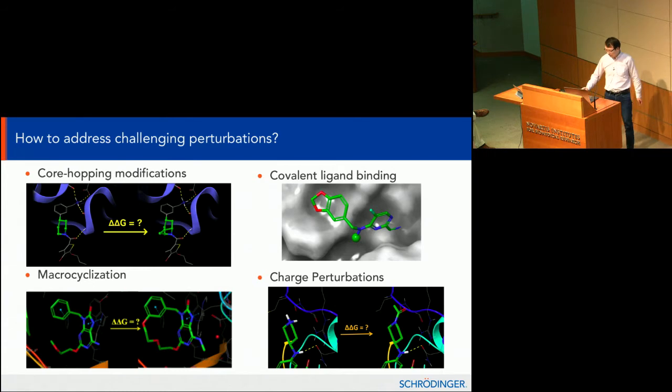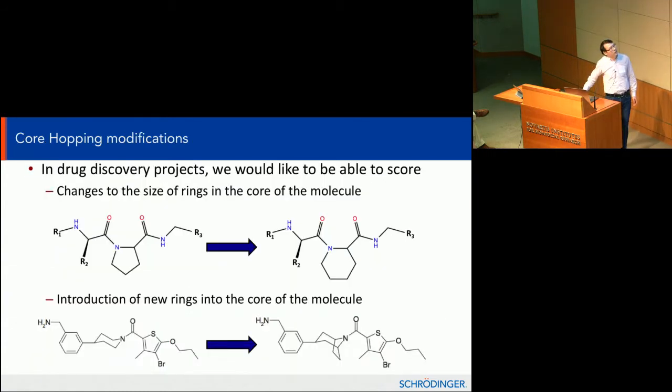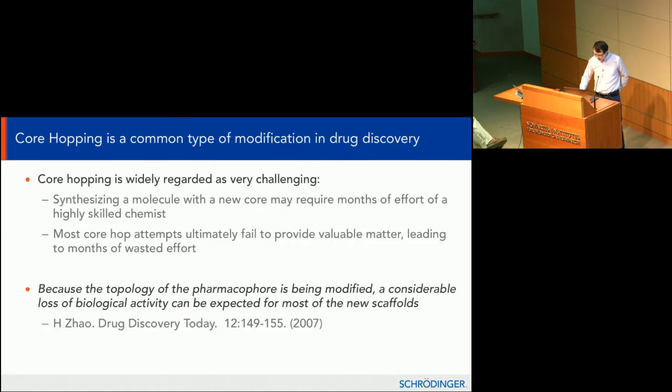Okay. So first, about core hopping. I mentioned earlier, sometimes the chemists would like to consider perturbations that change the size of the ring or introduce additional rings, the so-called scaffold hopping or core hopping modification. For R-group modifications, sometimes you can easily revise the synthetic route to make them without too much trouble. However, for core hopping modifications, because the topology of the pharmacophore is modified, it really takes a long time to synthesize the molecule with a new core.